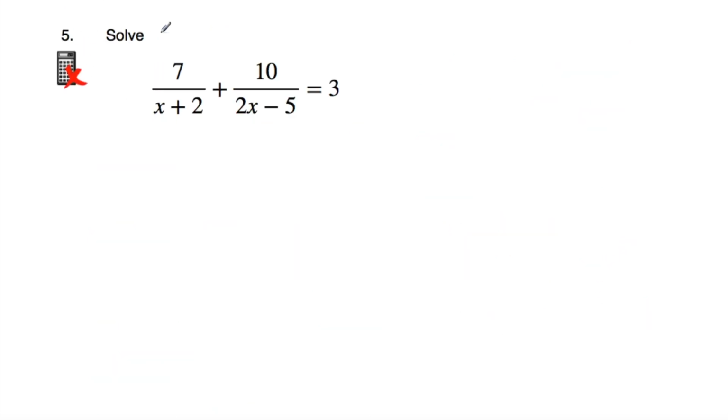And let's have a look at our next question, question number 5. So question number 5, we've been asked to solve 7 over x plus 2 plus 10 over 2x minus 5 equals 3. Okay, so just like the others, let's add together these fractions on the left-hand side of the equation.